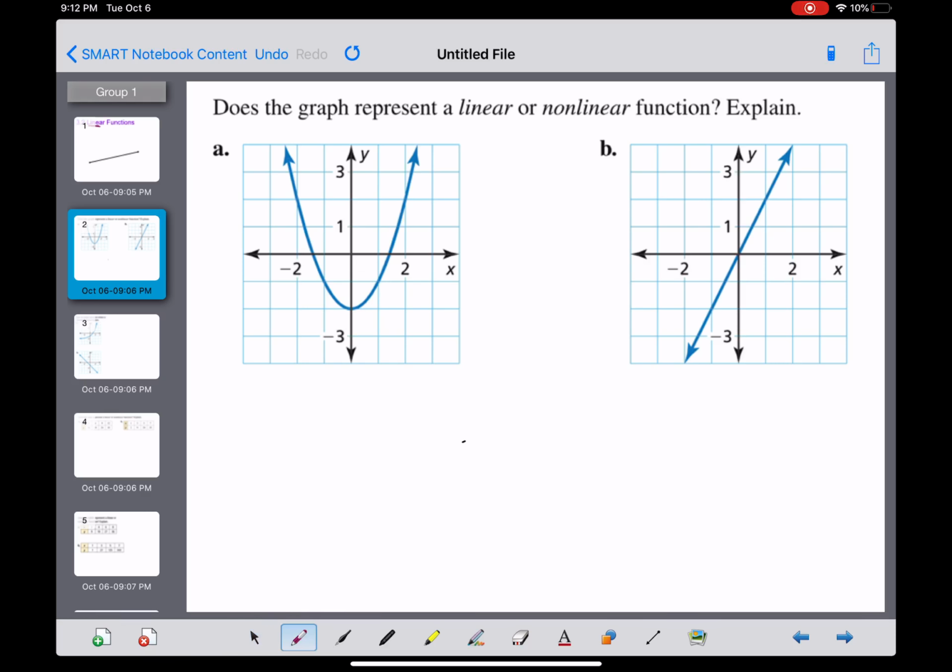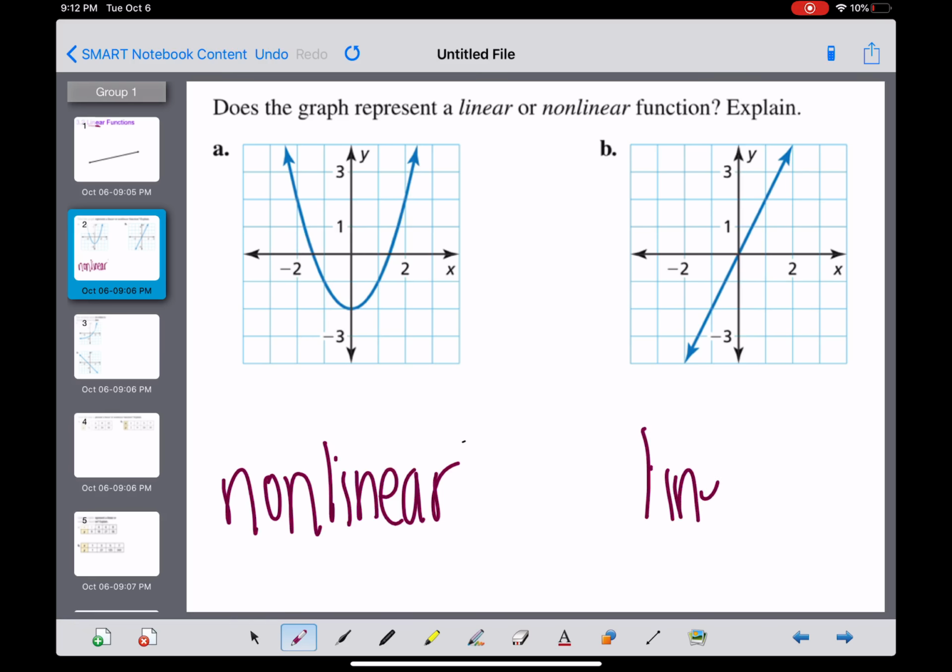So we can physically see that A is nonlinear and B is linear for the simple reason that B is straight and A is a curve. But if we look more closely, and this is going to help us with future problems, B is a line because it is a constant rate of change. So if I go from one coordinate to the next, it increases by the same amount.